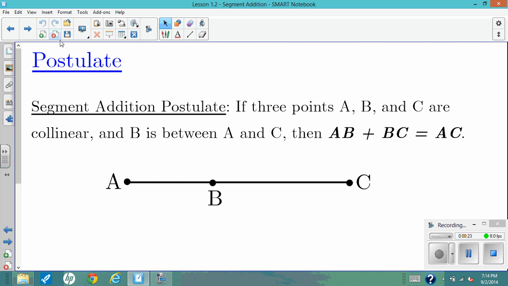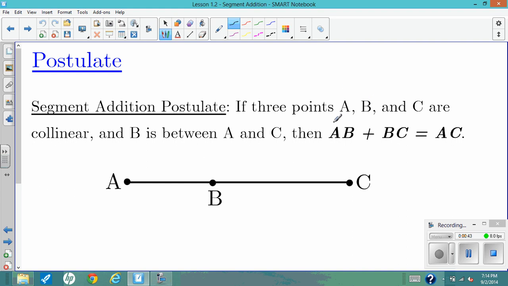So the segment addition postulate says that if 3 points A, B, and C are collinear, remember that means all on the same line, and B is between A and C, like in the figure below, then we can add the length of AB plus the length of BC, and it should equal the length of AC.